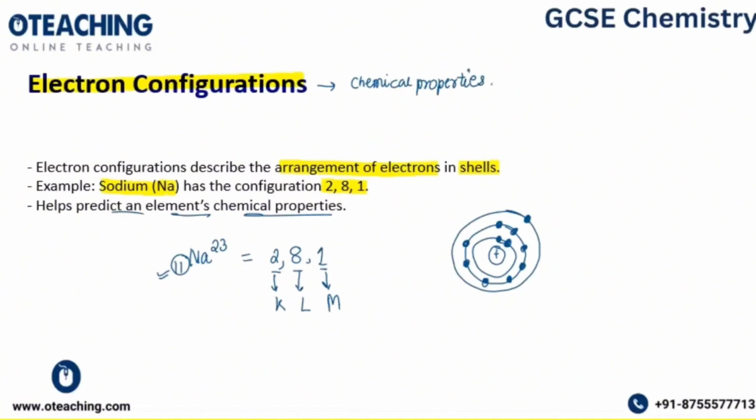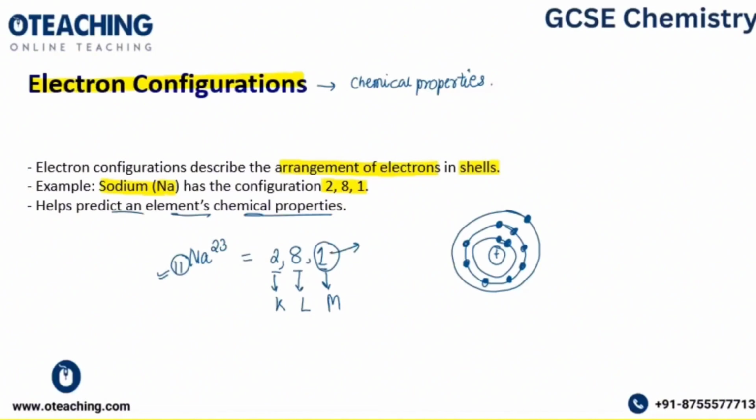How it combines with elements. Why? Because if one electron is there, it can give only one electron, and how it gives that electron depends on what the chemical properties of that element would be. So through electronic configurations, we can determine the chemical properties of elements.